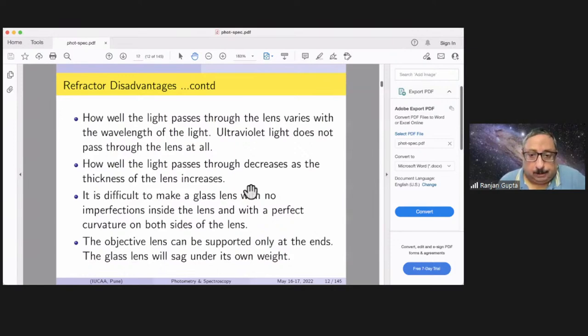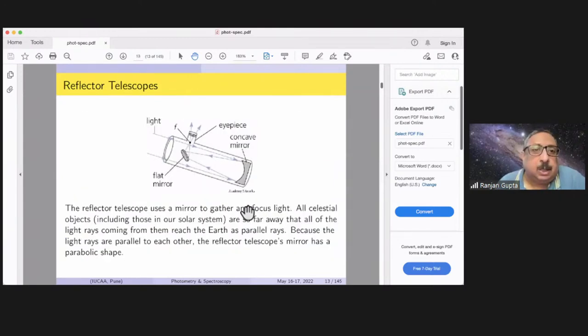Okay. So the other problem is, of course, the lens, as it has to become very large, it becomes very heavy. So you have to balance it on the other side. So these are kind of limitations which didn't allow this to go on 100 years back. And soon people realized that there has to be a concave mirror. And this is what is called a reflector telescope.